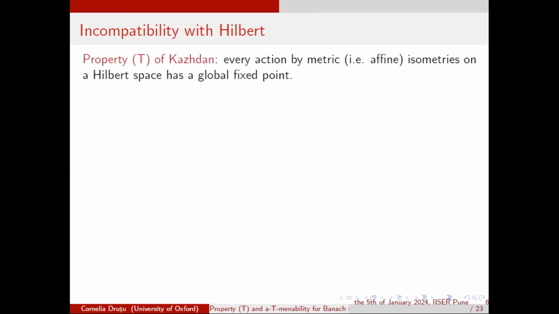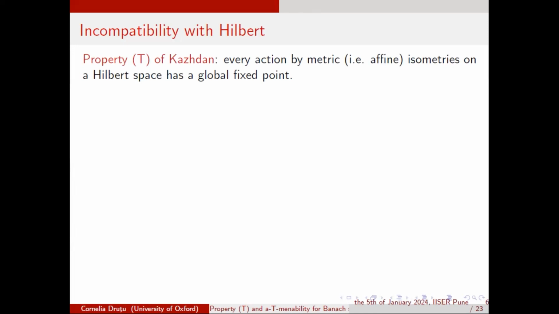And now, as I said before, even for actions on Hilbert spaces, there are plenty of groups that don't satisfy the a-T-menability property. In fact, they satisfy a very strong negation of that one, which is the property T. So in a way, the structure is incompatible with the Hilbert geometry. So the property T is precisely requiring that when we make the group act by metric isometries on a Hilbert space, we always have a global fixed point.